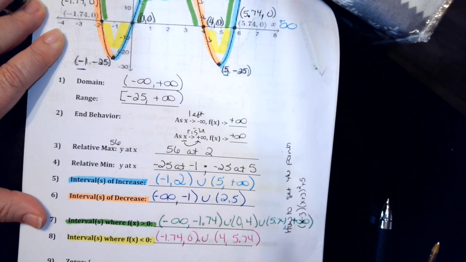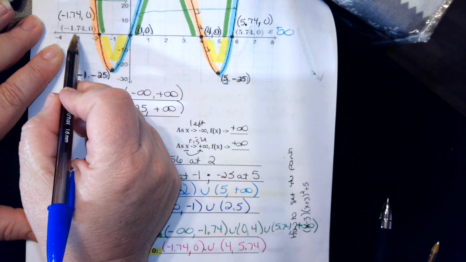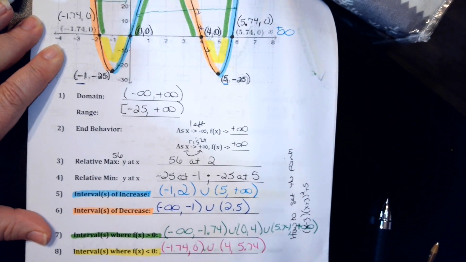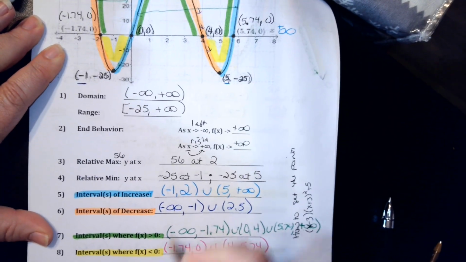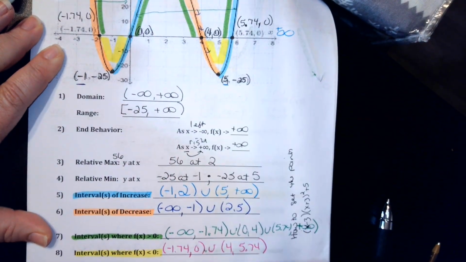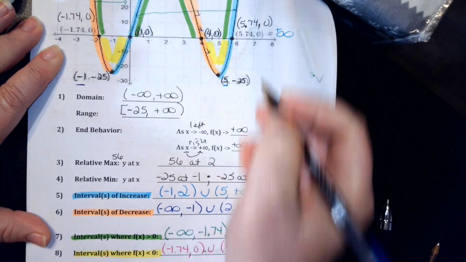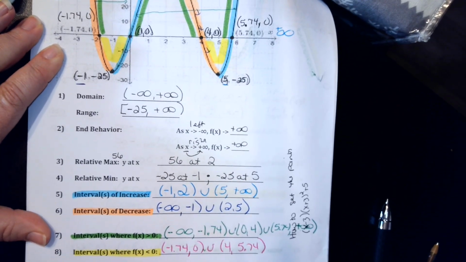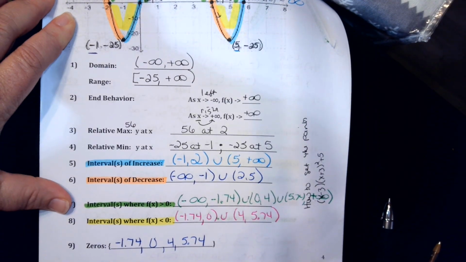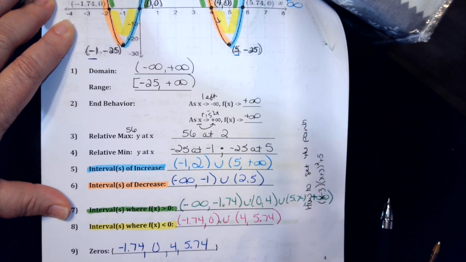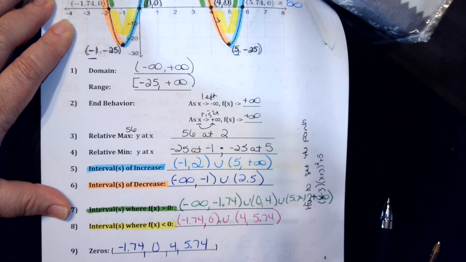And then finally, our x-intercepts. Alright, so we got a -1.74. We've got a 0. We've got a 4. And we've got a 5.74. So hopefully you did okay. And if you got stuck at something, hopefully you saw what we had to do here.